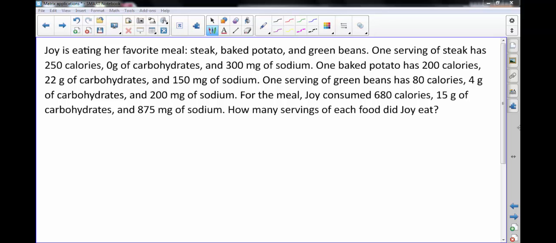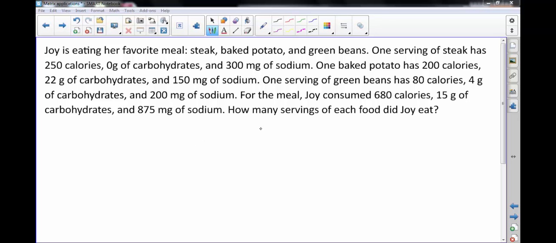So Joy's eating her favorite meal: steak, baked potatoes, and green beans. 1 serving of steak has the given information for calories, carbohydrates, and sodium. A baked potato, you guys can read that info, and then green beans. For the meal, Joy consumed a total of 680 calories, 15 grams of carbohydrates, and 875 milligrams of sodium. How many servings of each food did Joy eat?